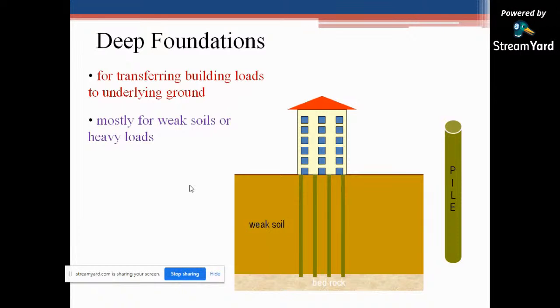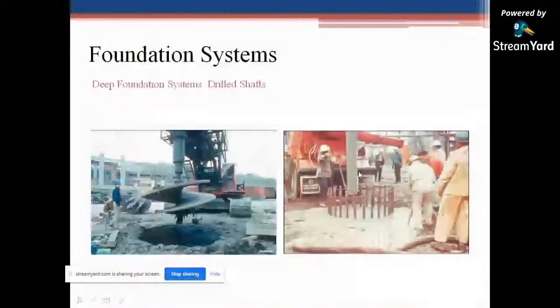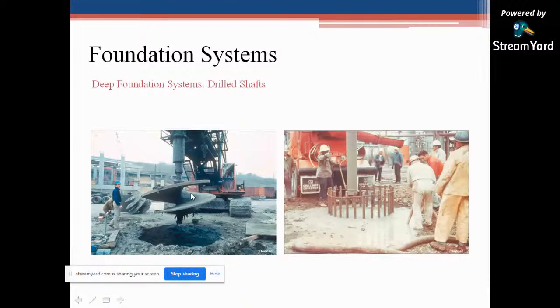So in the foundation system, these are the driven piles. Piles are driven by this type of tamping rods. So this is an auger. First you drill the soil, then you insert the cage of the pipe, and then you do the concreting in this pipe, drill shafts.